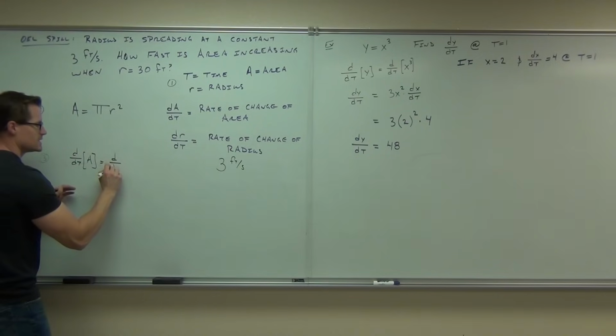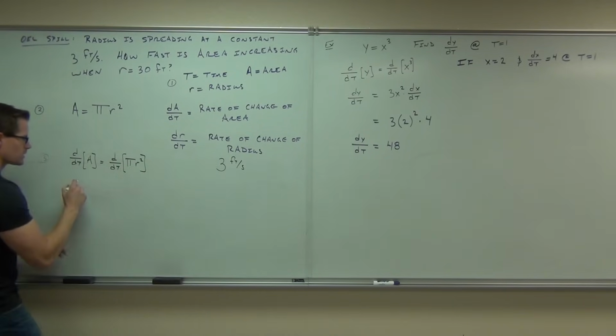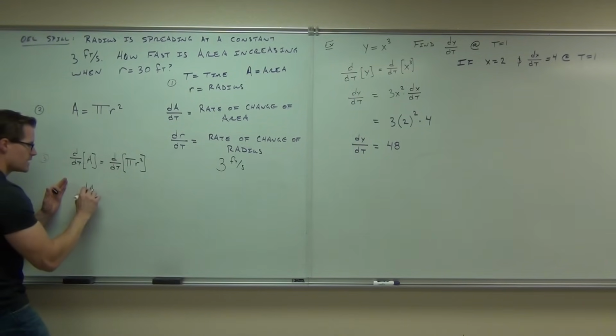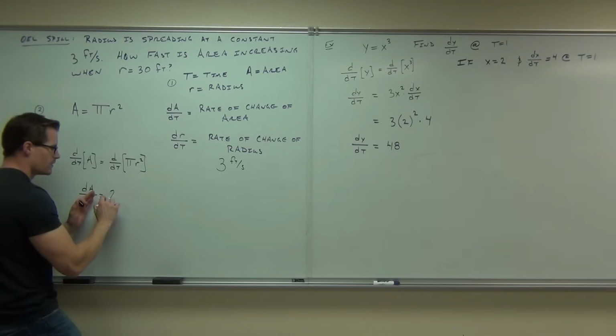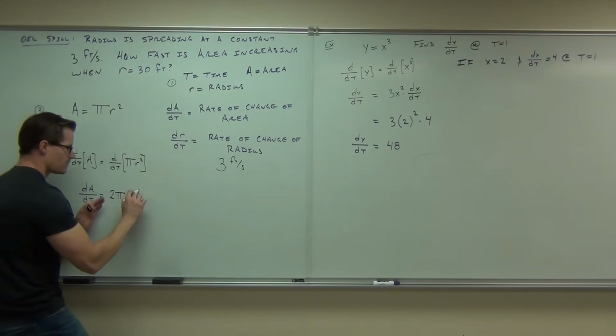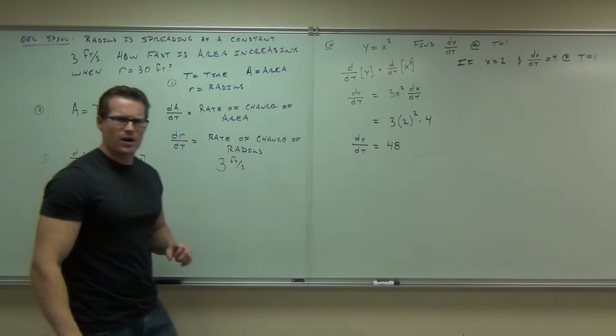We're going to take d/dt, the derivative with respect to time, of pi r squared. There's no tricky rules involved here. This is going to be dA/dt. On the right-hand side, we have 2 pi r dr/dt. Do you see where we're getting the 2 pi r?